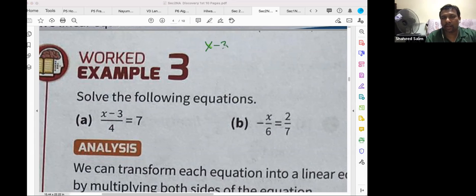minus 3. Watch, those of you who do not know how to do A. So what to do? Sophia, what to do, Sophia? Get rid of the 4. What to do? Times 4 on the left side. When you times 4, you can cancel, you see? Get 1 lah. So times 4 on the left side means you must times 4 on the right side.